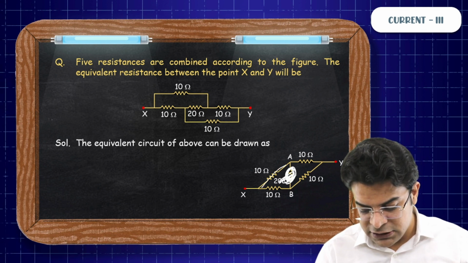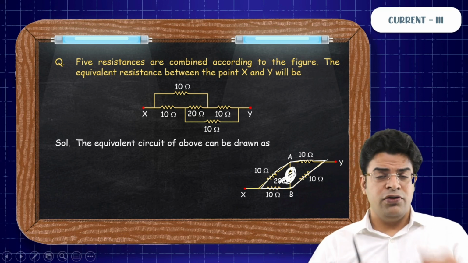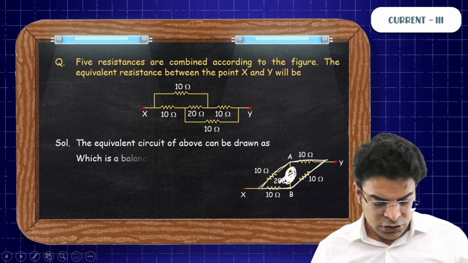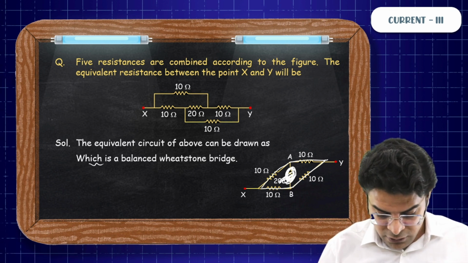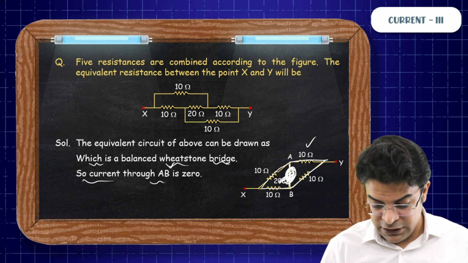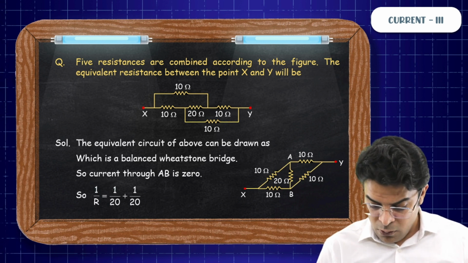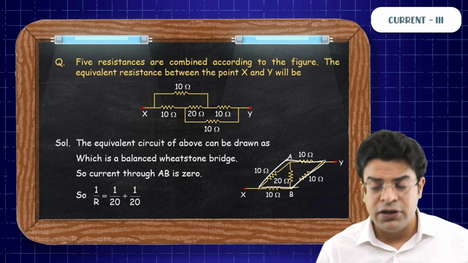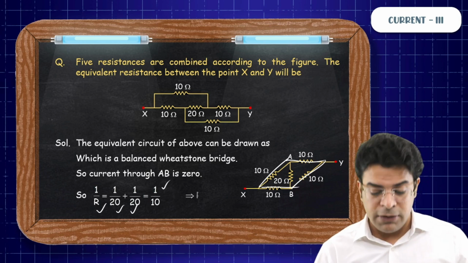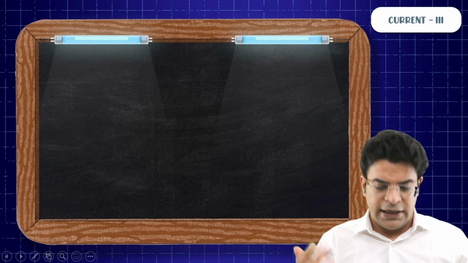You will say that the resistance of upper line is 10 plus 10, 20. The resistance of lower line is 10 plus 10, 20. You have got 20 parallel 20. So the R equivalent has to be equal to 10 ohm. So we will say this is a balanced Wheatstone bridge. So the current through AB is 0. So 1 upon R equivalent equals to 1 by 20 plus 1 by 20. So you get that is equals to 1 by 10. So R comes out to be nothing but 10 ohm. Easy question. Let's see the next one.